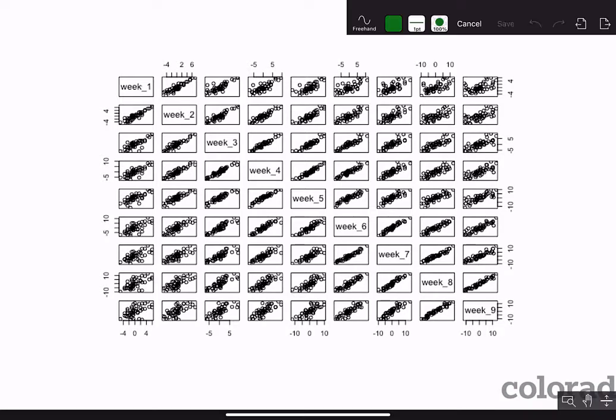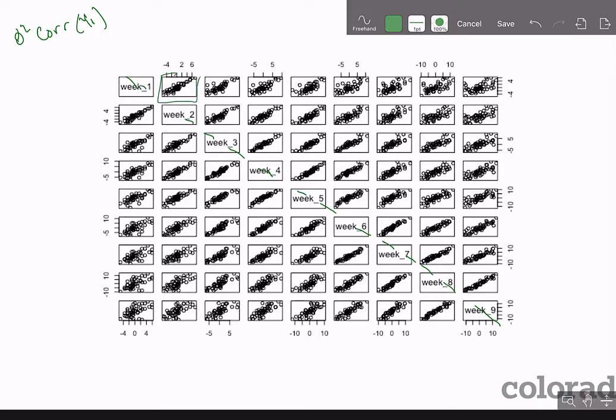On the diagonals, that is going to be equal to 1 because we had sigma squared times the correlation matrix. That's what we're looking at right here. So that's why you don't have anything on the diagonals, because that's just equal to 1. This first plot would be the scatter plot of the residuals from week 1 against week 2, all the way up to the scatter plot of the residuals of week 1 up to week 9.